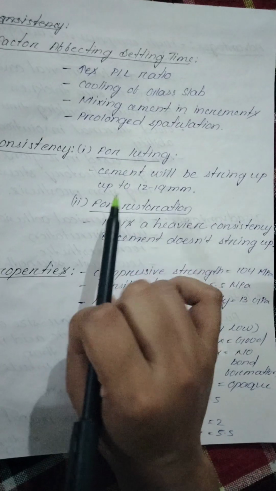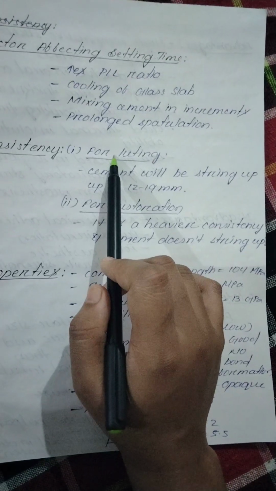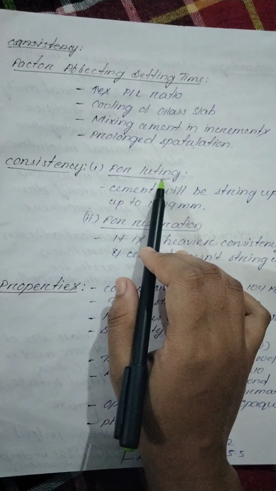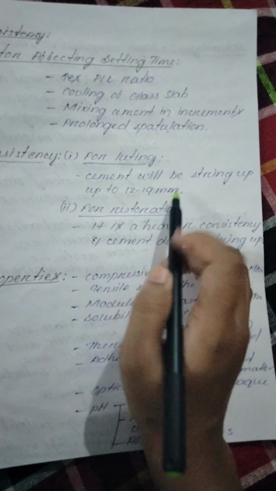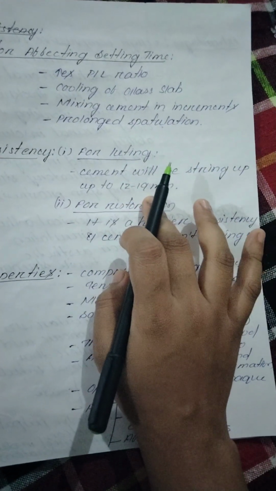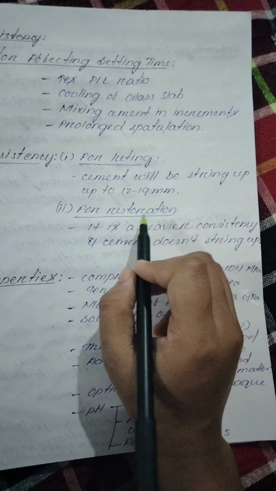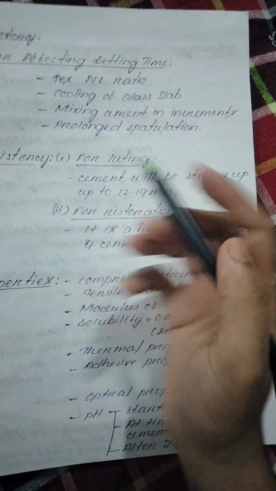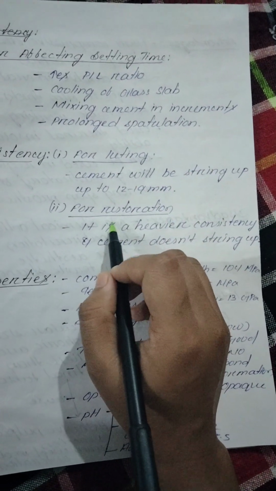Consistency. For luting and for restoration, we know type 1 zinc phosphate is used for luting and type 2 zinc phosphate is used for restoration. For luting, when we mix the powder and liquid, the cement will string up to 12 to 19 mm. For restoration, it is a heavier consistency and does not string up.